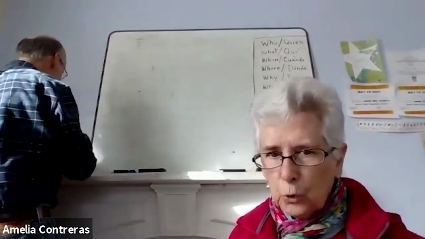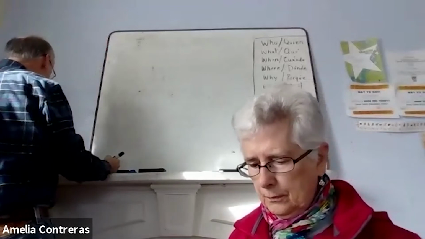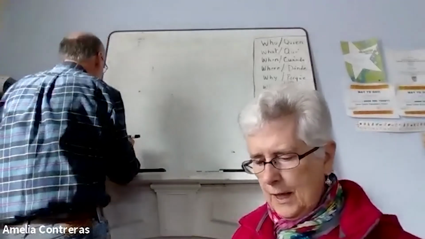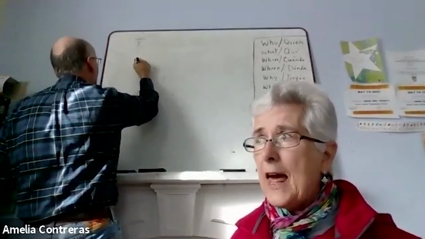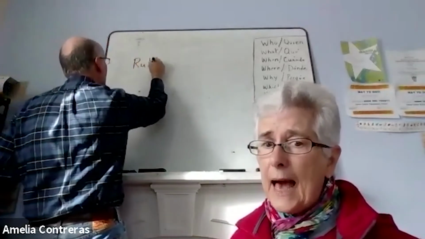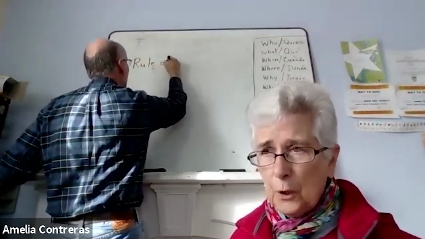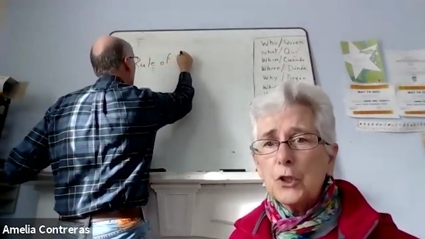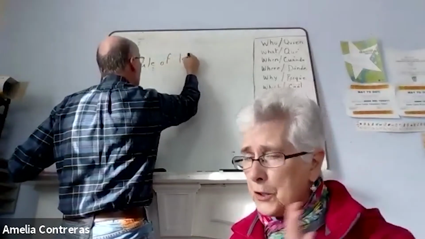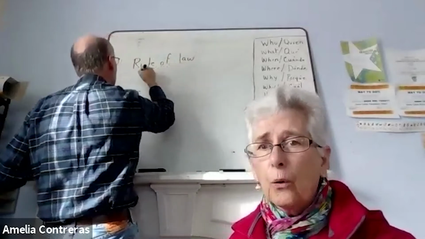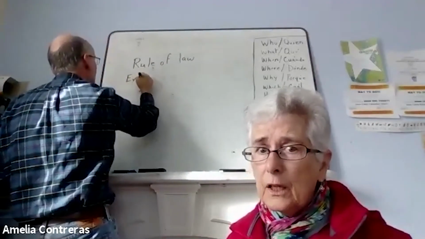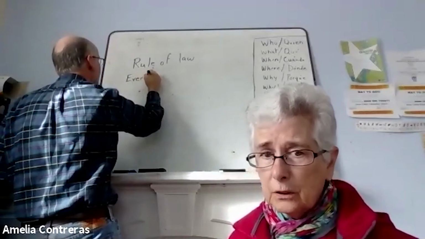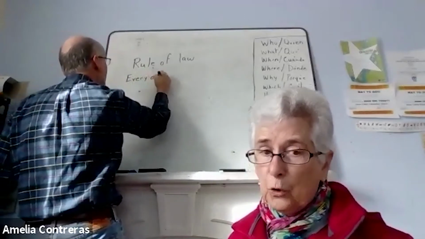What is the rule of law? The rule of law is the idea that everybody has to follow the law. Nobody's above the law just because you're the president or the chief of police or the governor or whatever. You still have to follow the law. That's what the rule of law is.